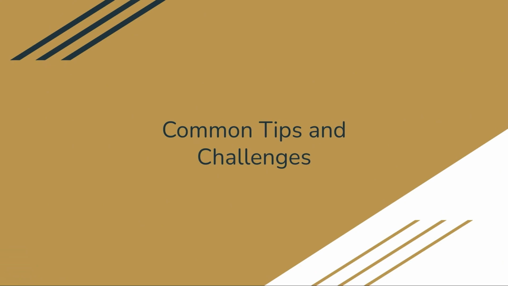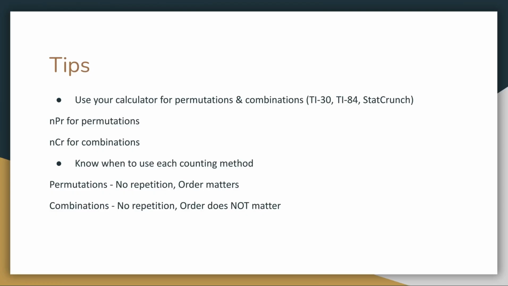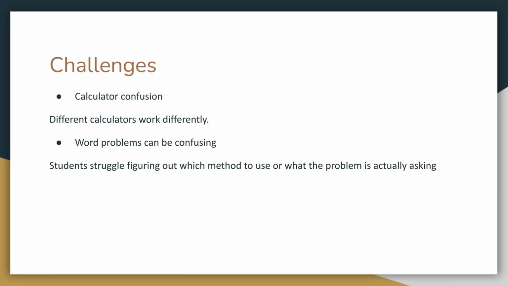And now for common tips and challenges. One common tip is that you can use your calculator for finding permutations and combinations. You can use calculators such as TI-30, TI-84, or StatCrunch. Another tip is to know when to use each counting method. Remember that for permutations, order does matter, but order does not matter for combinations.